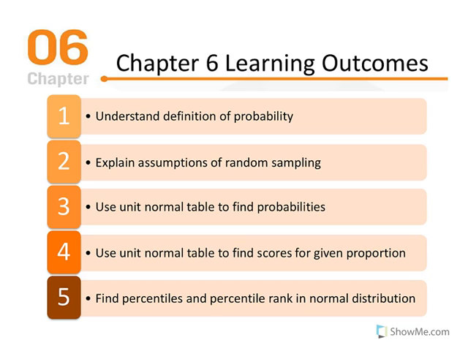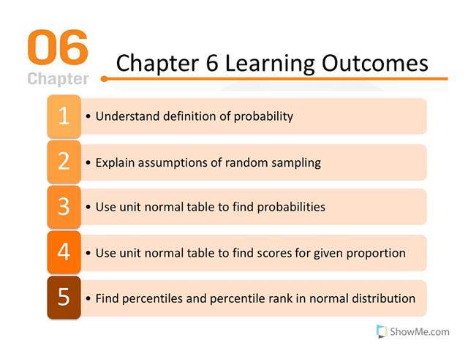And we're going to use that basic understanding to implement inferential statistics. For example, we'll ask ourselves, what are the chances that this sample average would occur without treatment? Or what is the chance that this sample average would occur in the untreated population? We'll learn to explain assumptions of random sampling. We'll use the unit normal table to find probability.